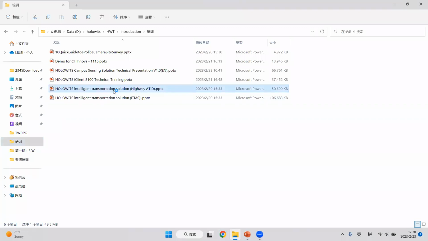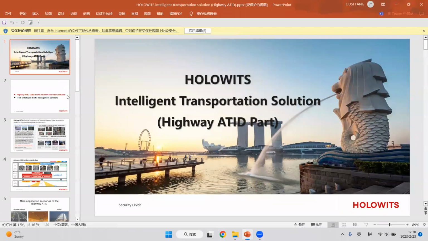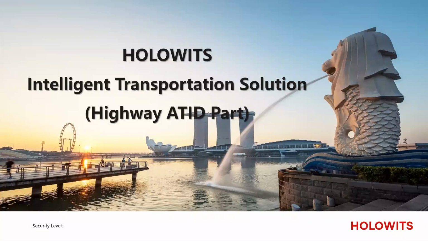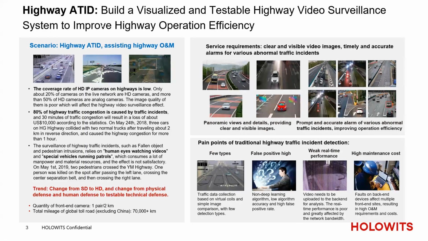So next is our highway ATID. What is ATID? It is intelligent transportation solutions. It is additional, certain algorithms for the highways. It has three functions. It's a built-in virtualized and testable highway video surveillance system to improve the highway operation efficiency.